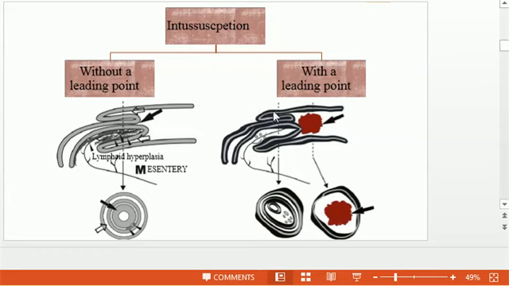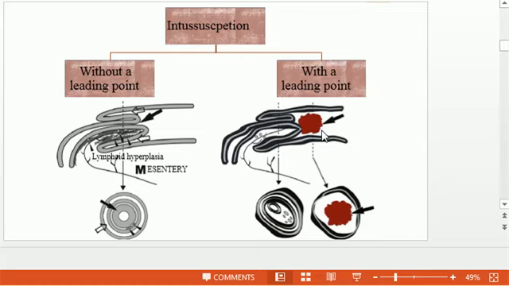With the leading point, here you can see in the photograph and diagram, this is the leading point, which can be a submucosal lipoma or a polyp, maybe a case of Peutz-Jeghers syndrome presenting with intussusception. These are the cross sections. You can see cross sections of the intussusception without a leading point, and here is the cross section with the leading point. So the leading point is the cause of intussusception in adults.